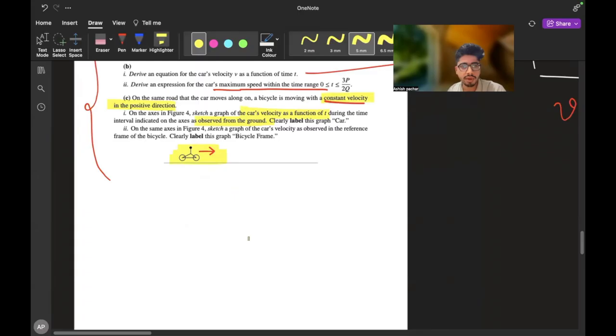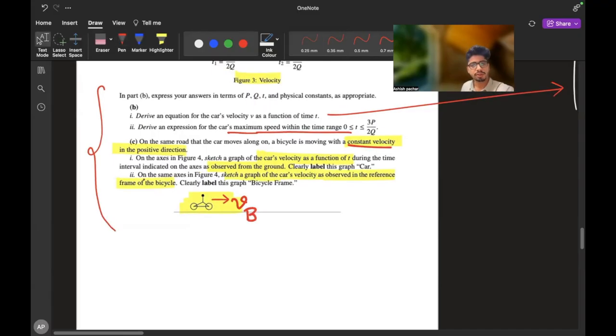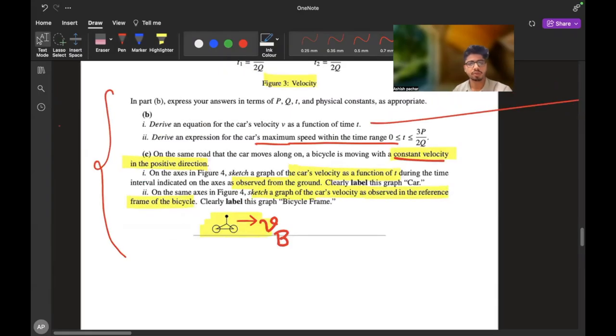And in the second part, what they are expecting is, in the frame axis, sketch the graph of the velocity as observed from the frame of the bicycle. So another one is the bicycle. We will come to that point. Let me take the velocity that is constant, the velocity of the bicycle. I will come to that point. First, let me try to solve the first part of the question. Okay, let's move further.